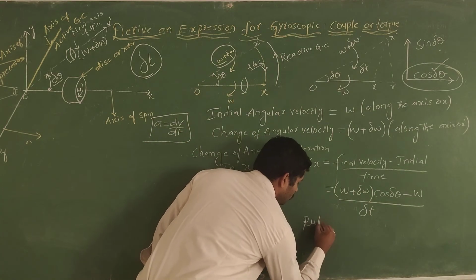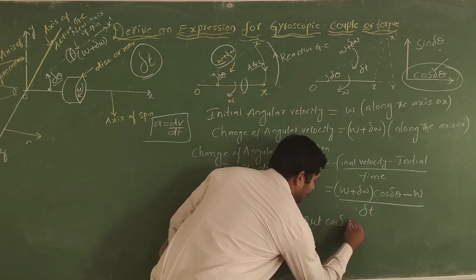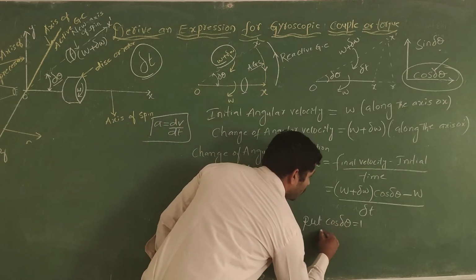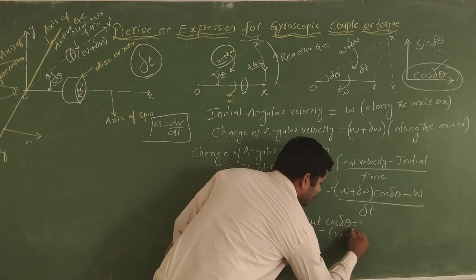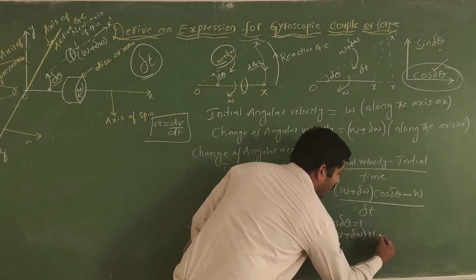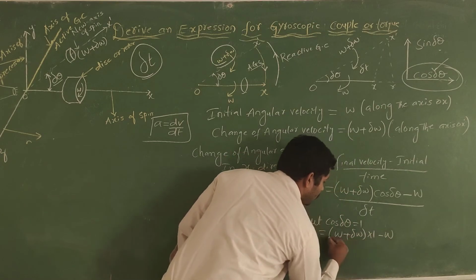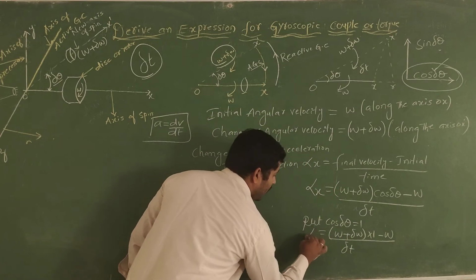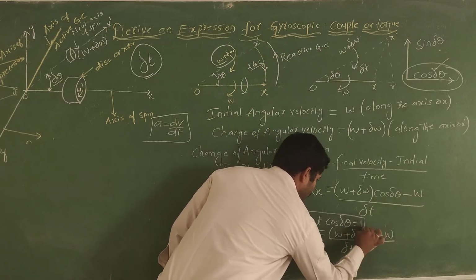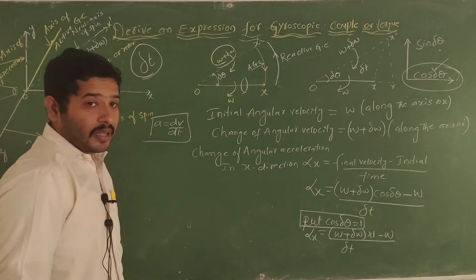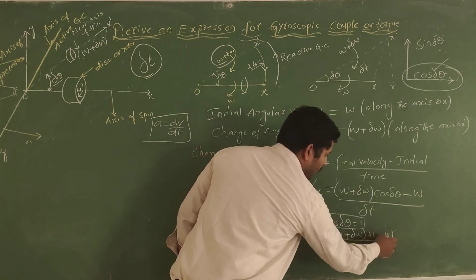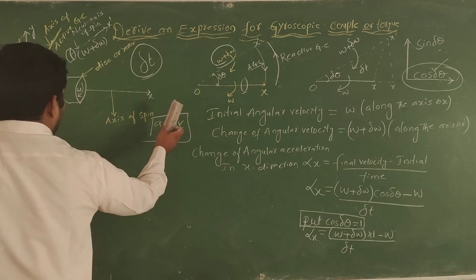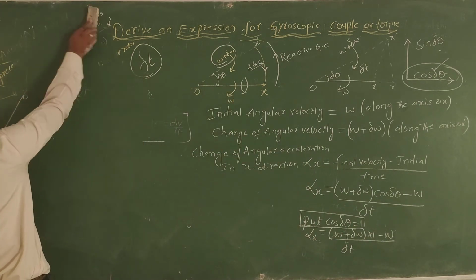Here cos delta theta is very small, so for that reason we consider it as 1. Put cos delta theta equal to 1. So we can represent it as omega plus delta omega into 1 minus omega, divided by delta t. That is the value of angular acceleration in the x direction. Okay dear, then this omega and this omega will cancel. So I am cutting and rubbing this one.